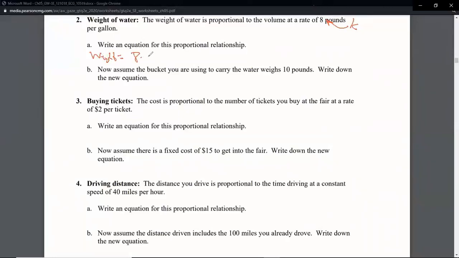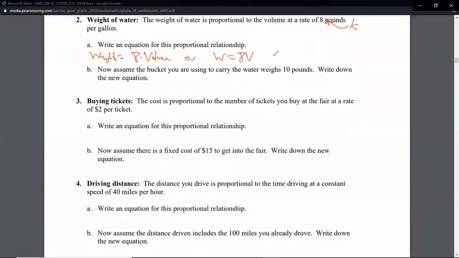So weight equals 8 times the gallons. Gallons is a type of volume. If you wrote weight equals 8 times gallons, that's okay, but I might prefer something like pounds equals 8 times gallons, because then they're both talking about units and not one is a label and the other is units. Or you could just go W equals 8V, as long as you establish somewhere that W is weight and V is volume.